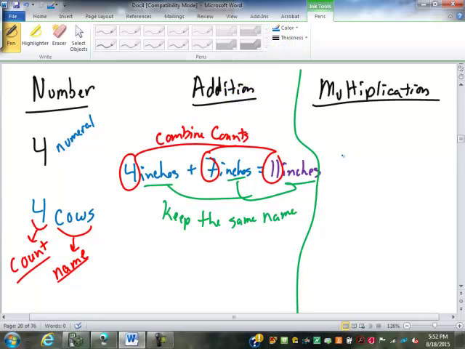But if we look at multiplication and how it's different, 4 inches times 7 inches is going to become what? 28. Not inches, but inches squared. For multiplying two measurements like that, chances are we're looking at an area. We're multiplying 7 inches times 4 inches.